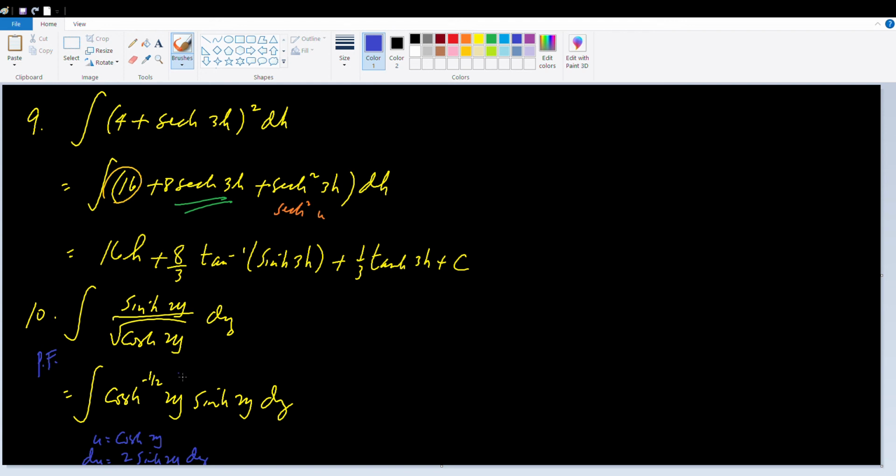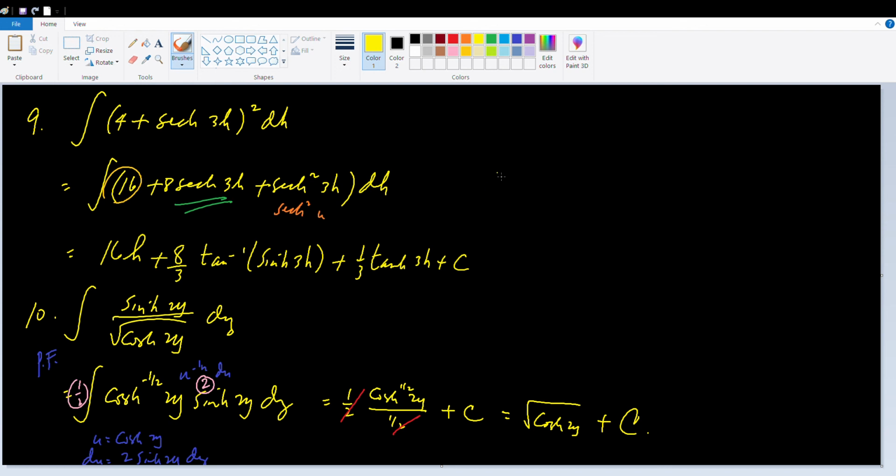So clearly, this is of the form u to the negative 1/2 du. We only have to introduce the constant 2 and 1/2. So we'll get our answer 1/2, and then the integral of u to the negative 1/2 is u to the positive 1/2. But our u is hyperbolic cosine of 2y, raised to 1/2 over 1/2 plus c. So we can cancel, of course, 1/2. And our final answer will be the square root of hyperbolic cosine of 2y plus c. Okay?